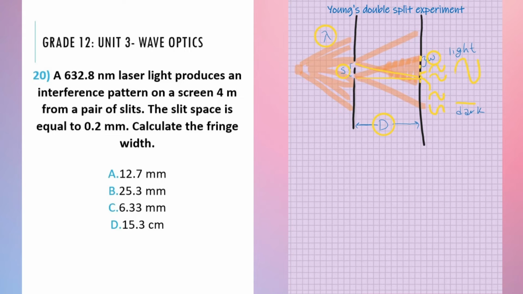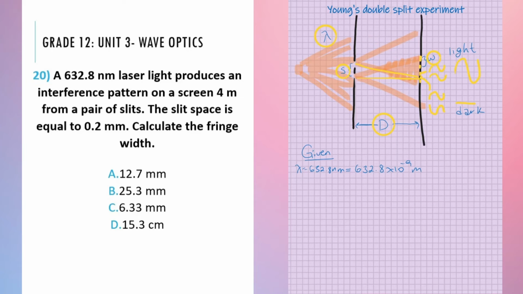Now let's move back to our question and write out what we are given. So the first thing we have is the wavelength of a laser light. This wavelength, lambda, is 632.8 nanometers. It is preferable to change all of the units into the same standard unit, so let's change this into meters by simply changing the prefix nano into 10 to the power of minus 9 meters.